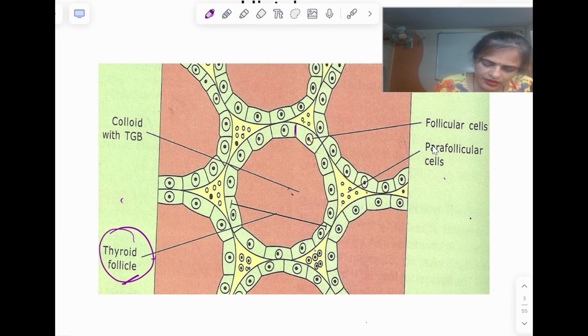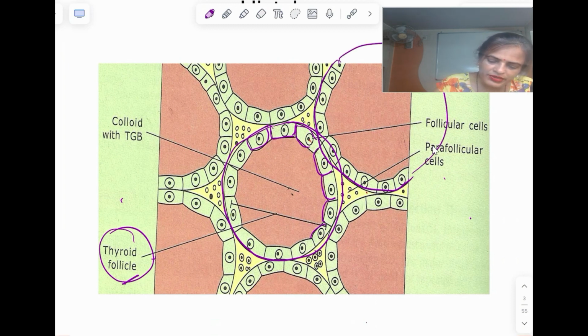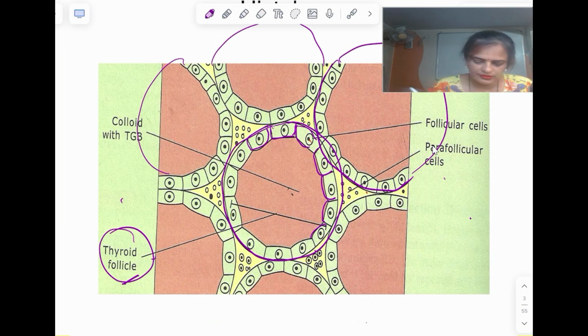So they are arranged in the form of a sphere. You can see here the cuboidal cells, these epithelial cells, they are arranged in the form of a sphere. Here also, this is another sphere. All the epithelial cells are arranged in the form of a sphere. So all these are follicles. This whole unit is a follicle, and this one cell is a follicular cell. And this is the functional unit of the thyroid gland, which is responsible for the synthesis of the thyroid hormone.